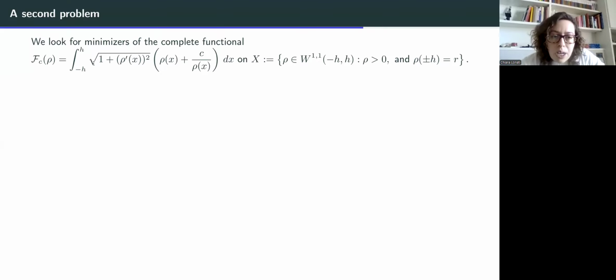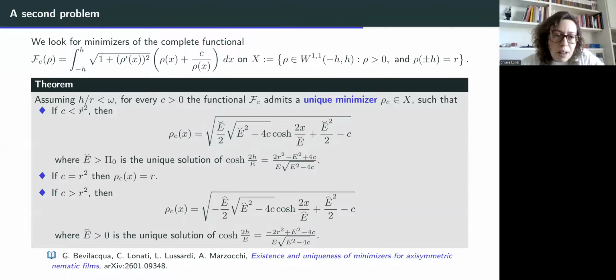So we have a part that is just in rho prime, a part that is just in rho with the presence of C. So we decide to work in the same space as before, because we have linear growth here in rho prime. And then this is our main result. So again, we work in the setting where R over R is less than omega. And we have that for every C, there exists a unique minimizer. So this time we have uniqueness of the minimizer.